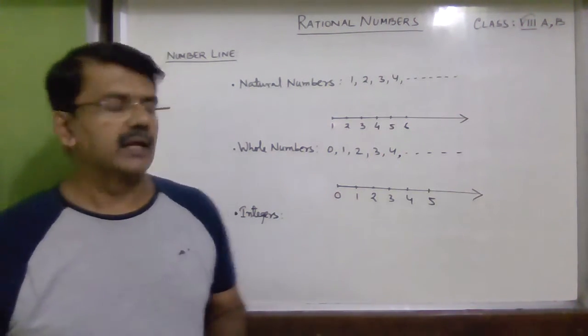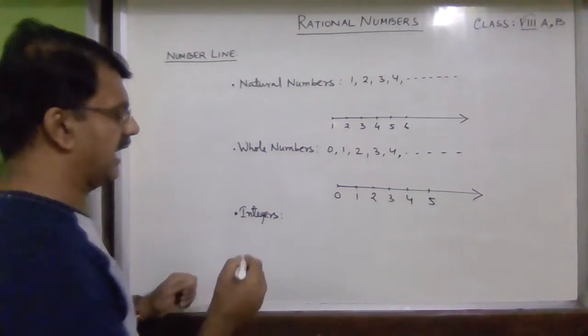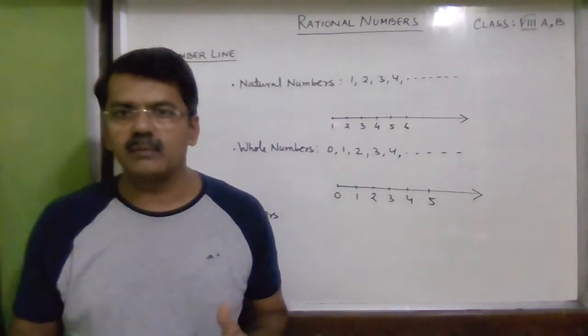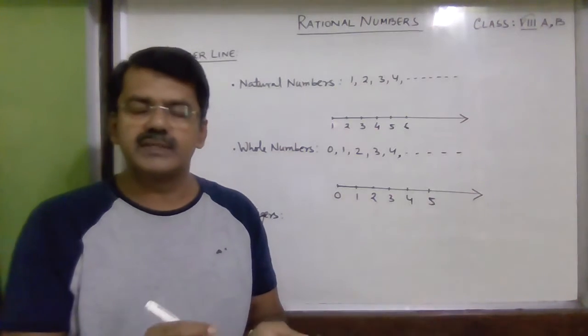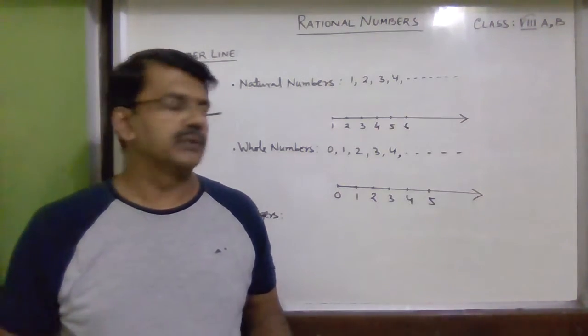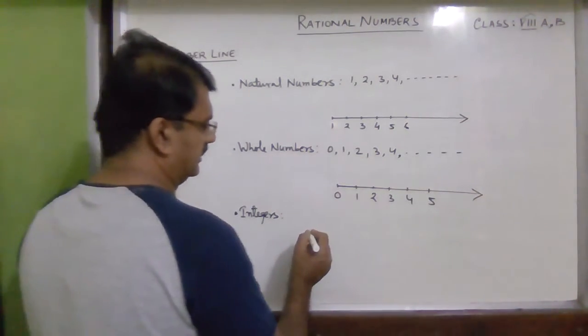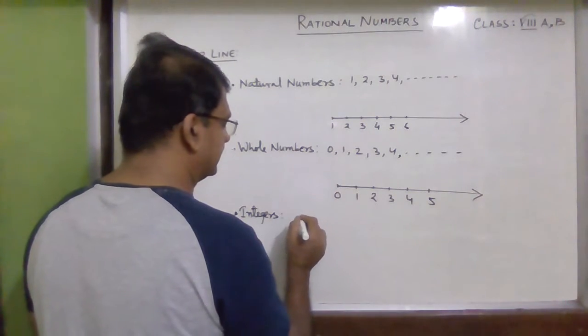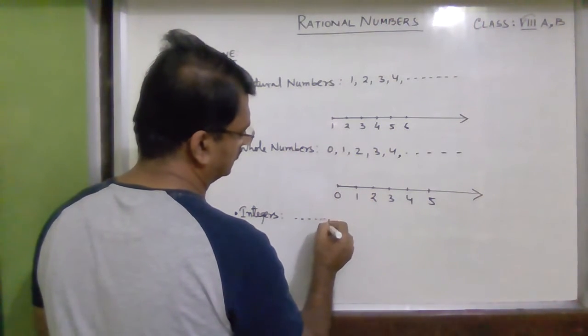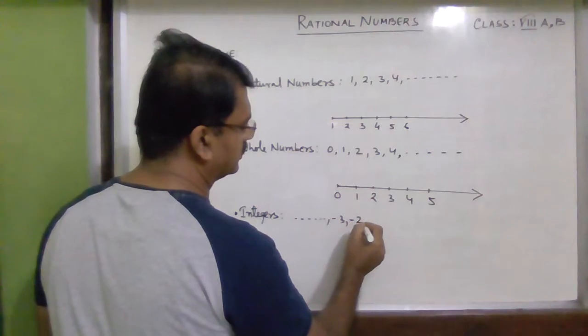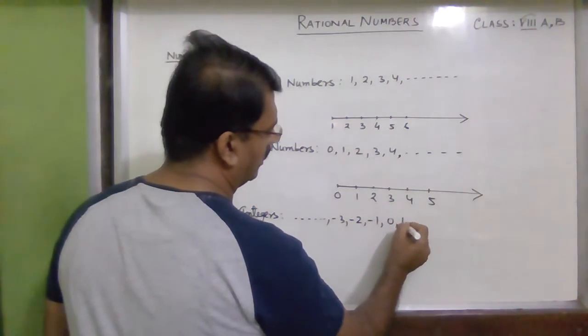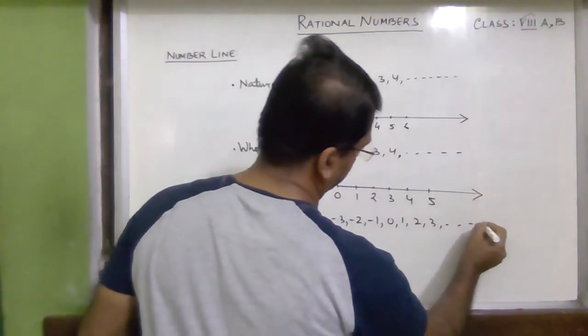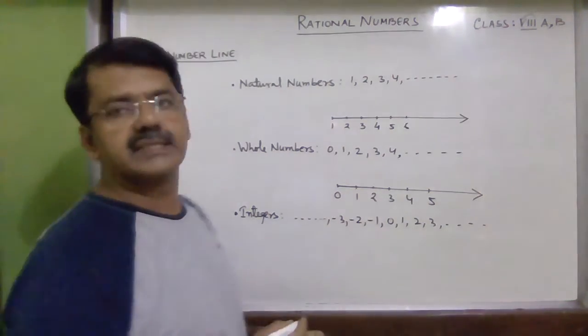Now you know that integers are all the natural numbers, their negatives, and along with 0. That means the integers can be -3, -2, -1, 0, 1, 2, 3, and so on, going to infinity on either side.